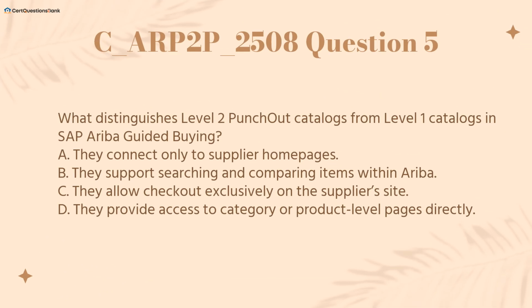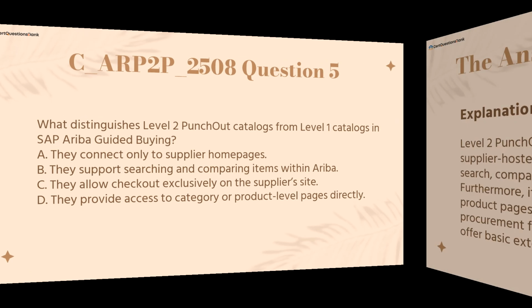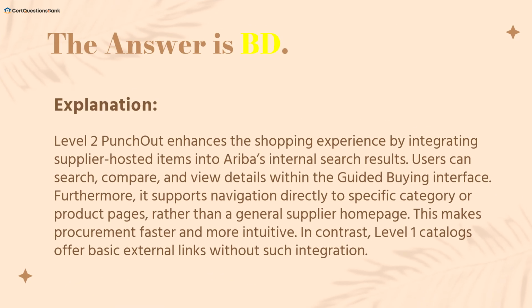What distinguishes Level 2 punch-out catalogs from Level 1 catalogs in SAP Ariba guided buying? A. They connect only to supplier homepages. B. They support searching and comparing items within Ariba. C. They allow checkout exclusively on the supplier's site. D. They provide access to category or product-level pages directly. The answer is BD.